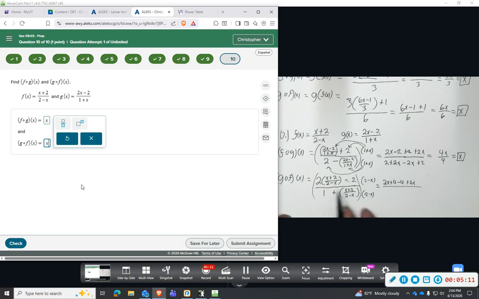On the bottom, distribute times 1. You'll just get the 2 minus x when you do that. Times this one, it cancels out and leaves me with x plus 2. Cancel out common terms, that would be the positive and negative 4. Positive and negative x on the bottom. 2x plus 2x, 4x. 2 plus 2, 4, same thing. Reduces to x.